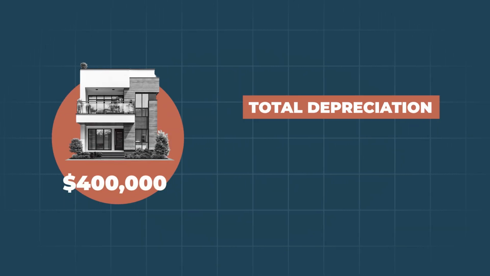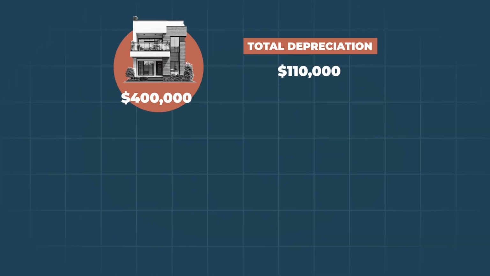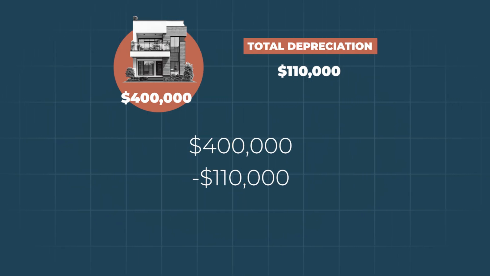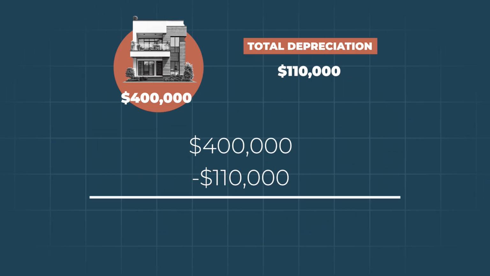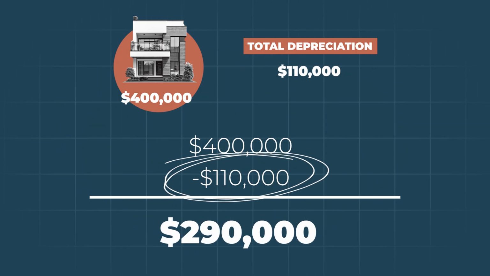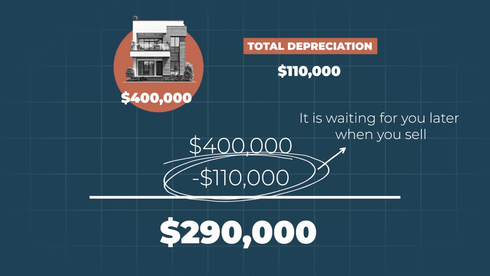Let me give you an example. If the original building basis is $400,000 and the total depreciation you took was $110,000, then your adjusted basis going forward is 400,000 minus 110,000, which equals 290,000. That's the difference. That 110,000 does not disappear. It is waiting for you later when you sell.